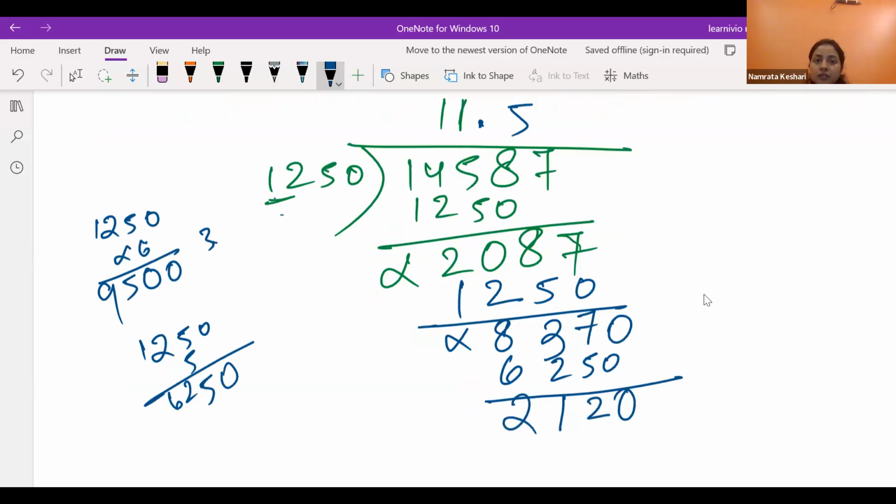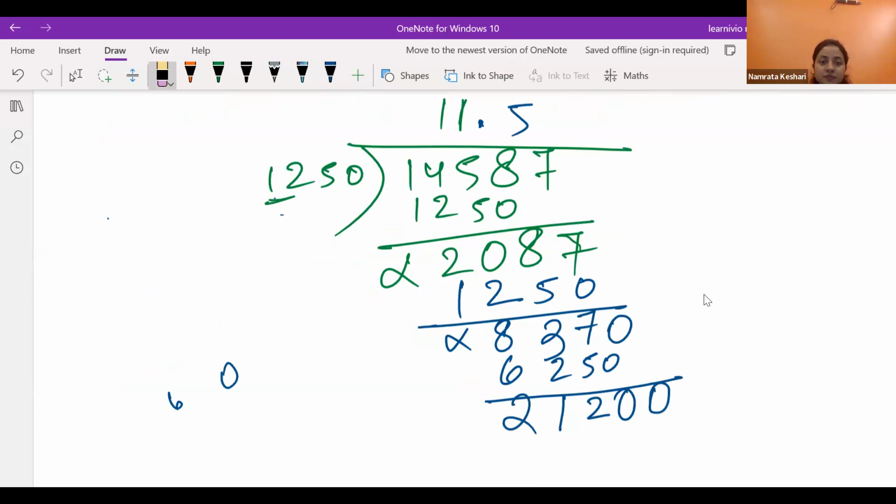Right, Ryan? Or maybe Ritvika. Is it matching with any of you? Or are both of you able to relate with it? Are you getting the same? Ma'am, we can take 6 times, right? 1250 into 6 is equal to 7500.